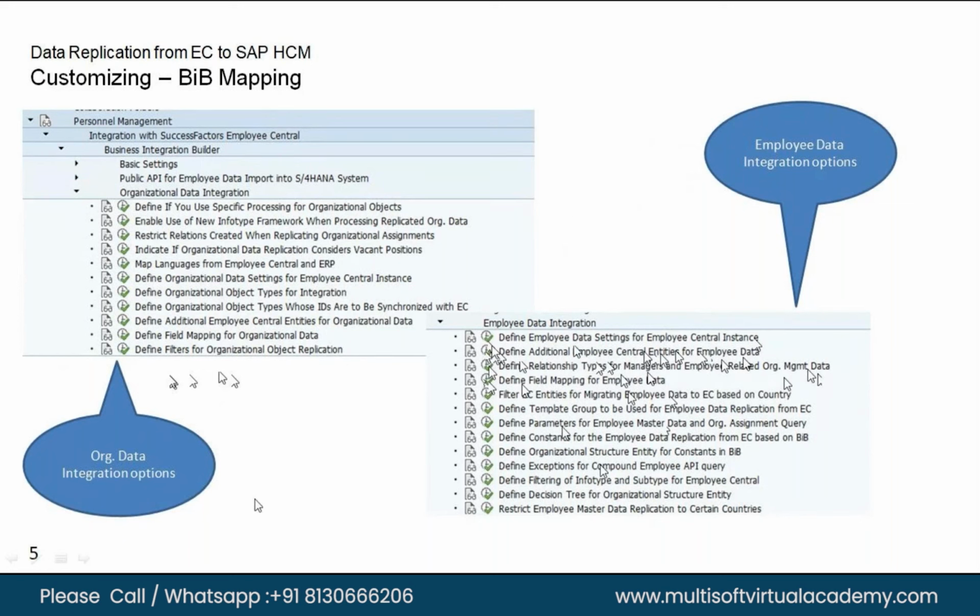After this, I will show you the actual system and do the detailed configuration steps from there. And this is the fifth step, filtering EC entities for migration from Employee Central to EC based on country.